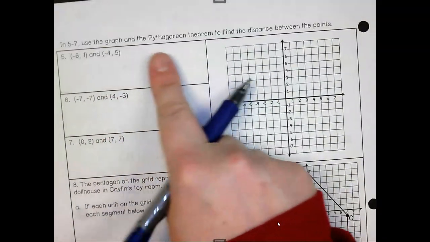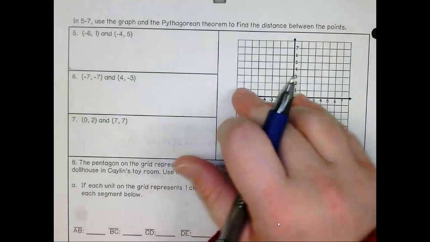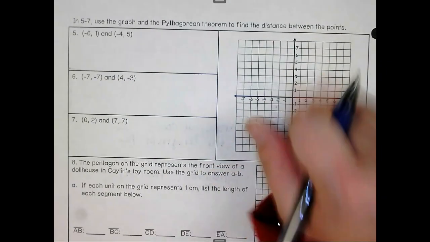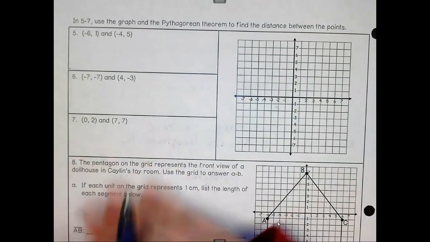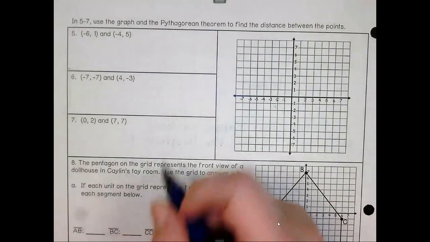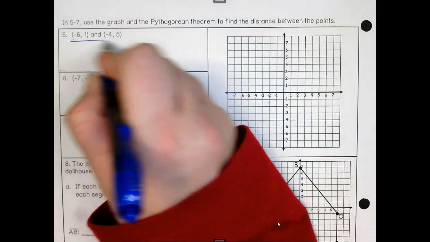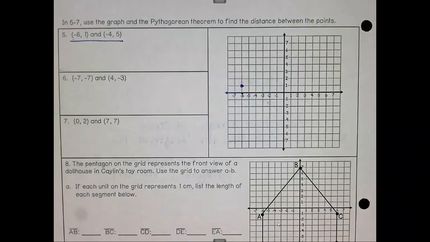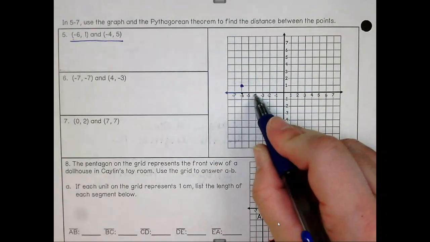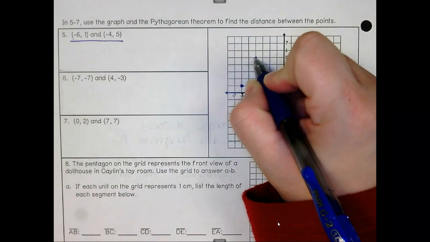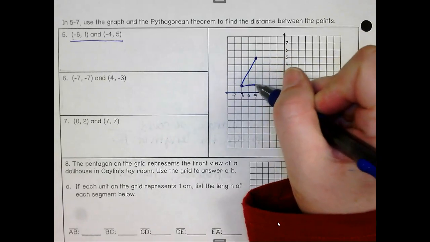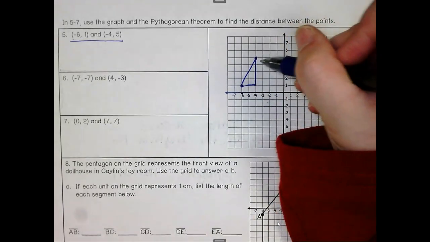Okay, so right here, it says use the graph and the Pythagorean theorem. Now, I even went back and looked on previous STAR tests, and it has done this multiple times. It gives you a graph, and it gives you 2 points, and it says find the length of the diagonal. Okay, so I have to plot these points on the graph. So I have -6 and 1, and then -4 and 5. Okay, so I draw my diagonal, and then I create a right triangle, and then I solve.